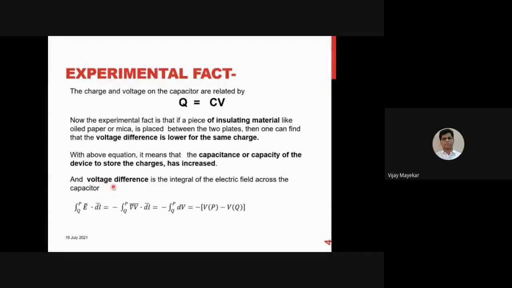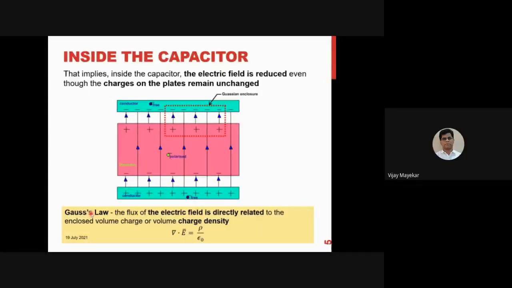Now let us refer to the voltage difference. Basically, voltage difference is nothing but the potential difference, and from the relation between the electric field and the potential difference, the electric field definitely gets reduced. Here, when we apply Gauss law to this enclosure, it gives us the flux of the electric field, which is directly related to the enclosed volume charge or volume charge density. Since the charge enclosed by this volume gets reduced, the electric field also gets reduced. So this is one more conclusion we are getting.